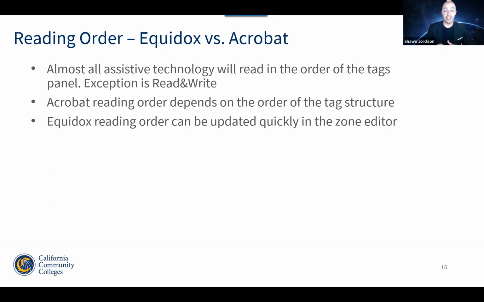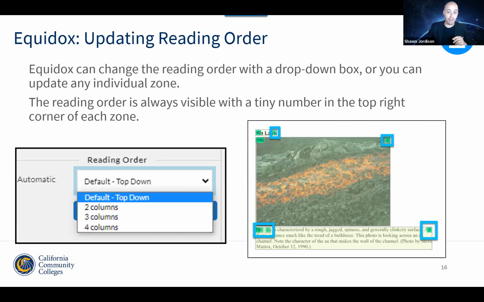And the point of this is the Equidox reading order can be updated really quickly in the zone editor. So it's pretty straightforward. Equidox can change the reading order with a drop-down box, or you can update any individual zone.